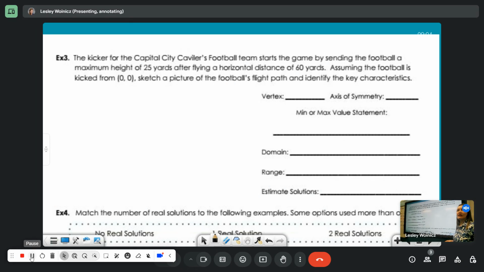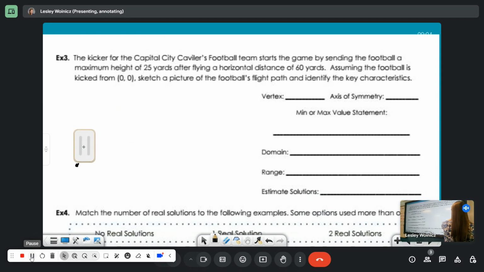Now, have you guys noticed that every projectile is going to follow a parabolic path? So this unit is going to be full of projectiles. That's going to be what we talk about all the time. So, where is my ball kicked from? 0, 0.